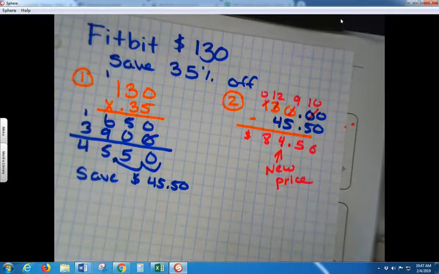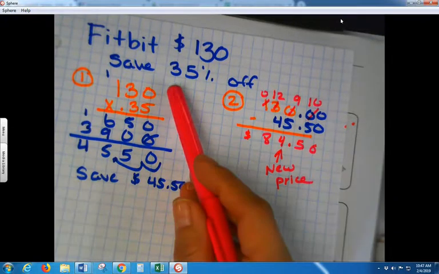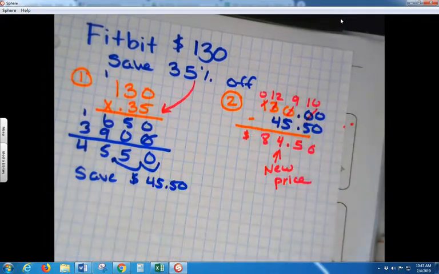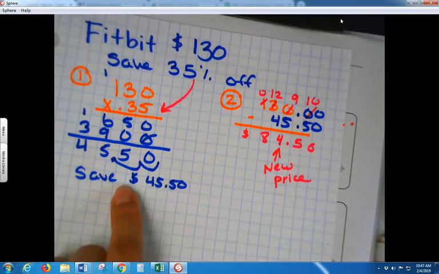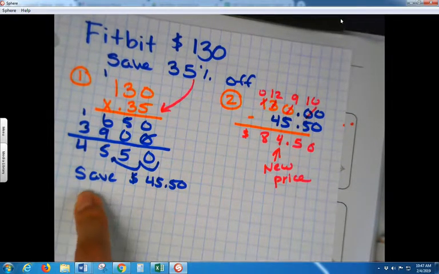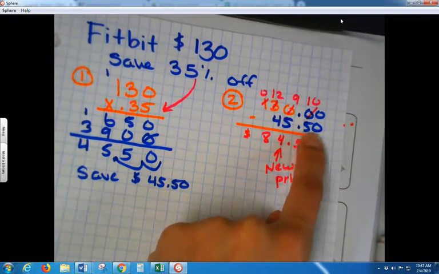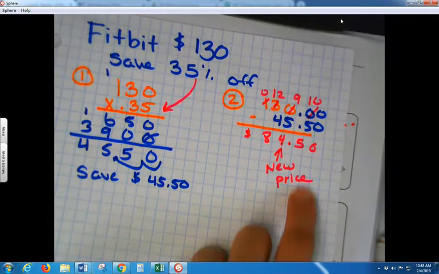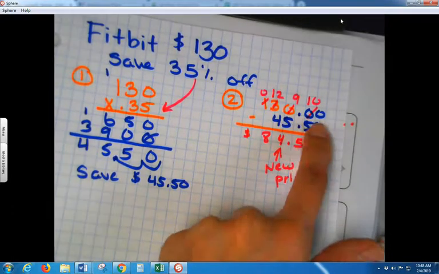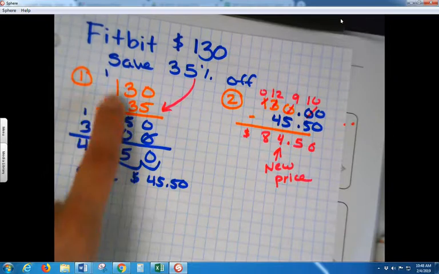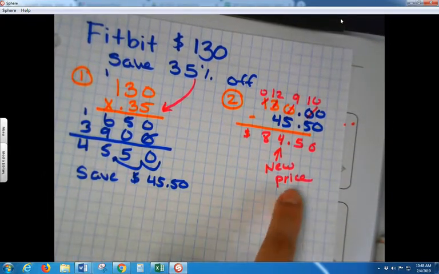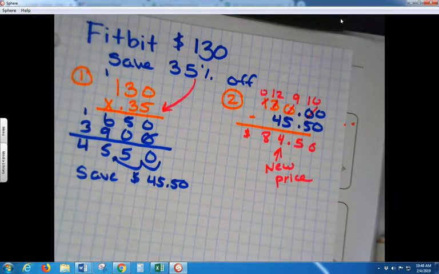Alright, so when I multiplied 130 times 0.35, because 35% is 0.35, make sure you have your zero placeholder. You get 45.50. That's how much you save. Take that number, and here, it's very important, guys. I can't stress it enough. Show your work. The borrowing is showing your work, okay? Carrying these numbers is showing your work, and then this is your new price. We're labeling everything. How much you save, what's my new price. Are there any questions? No? Okay.